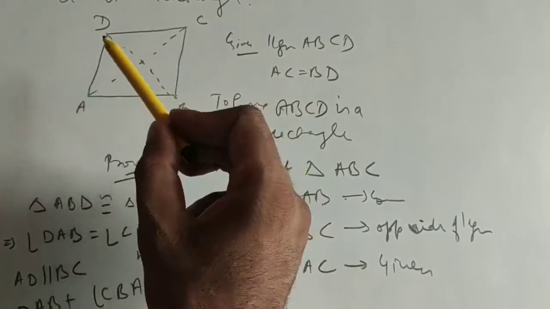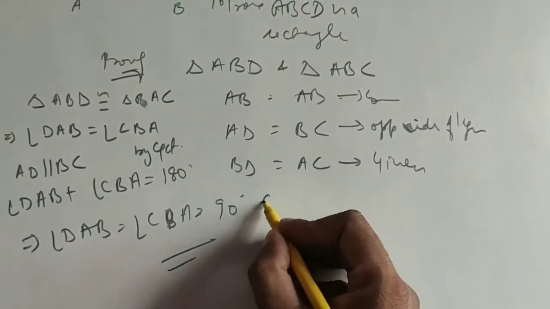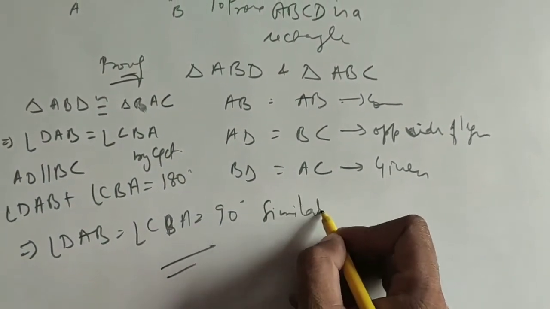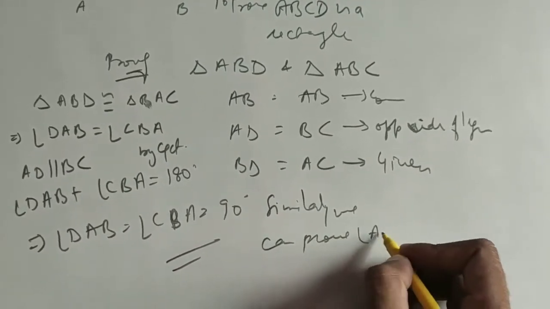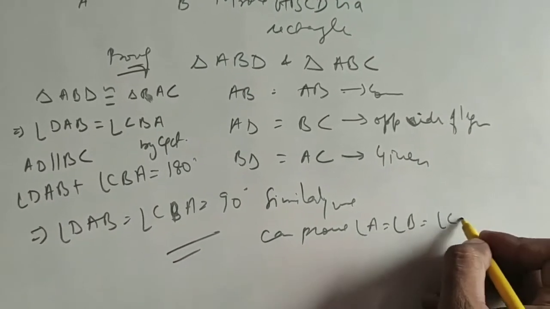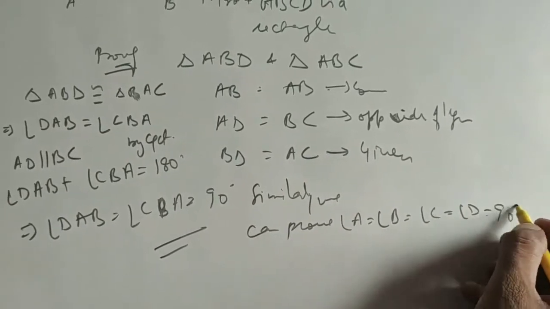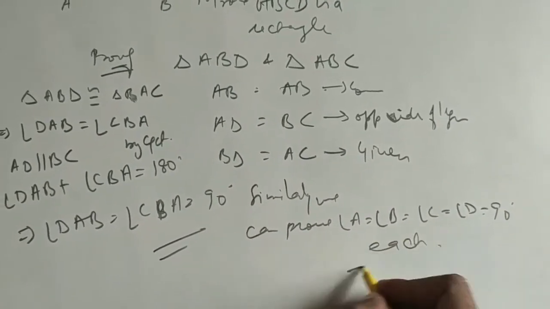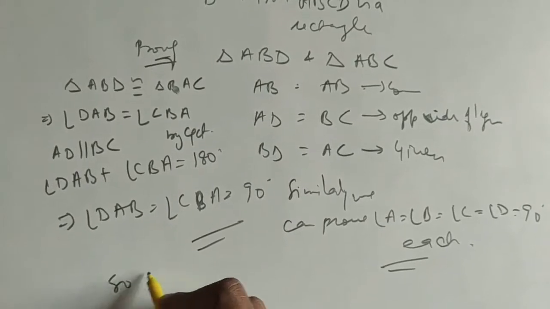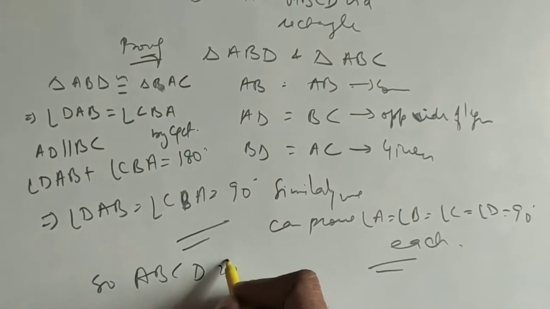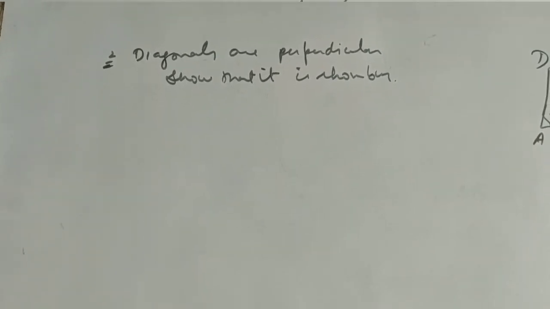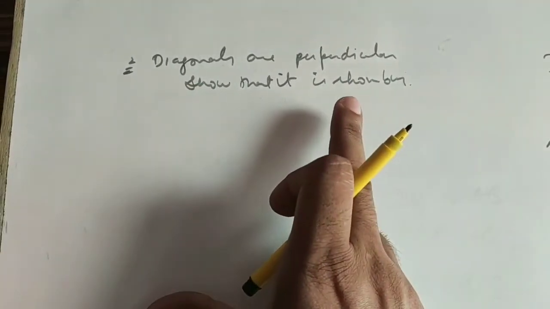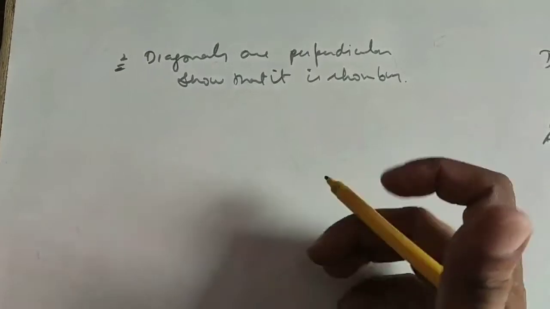Okay, so now in this parallelogram, we have angle A 90 degrees, angle B 90 degrees. Similarly, we can prove angle C and angle D. We can prove angle A, angle B, angle C and angle D equal to 90 degrees each. So ABCD is a rectangle. Example: in a parallelogram, diagonals are perpendicular. We have to show that it is a rhombus.